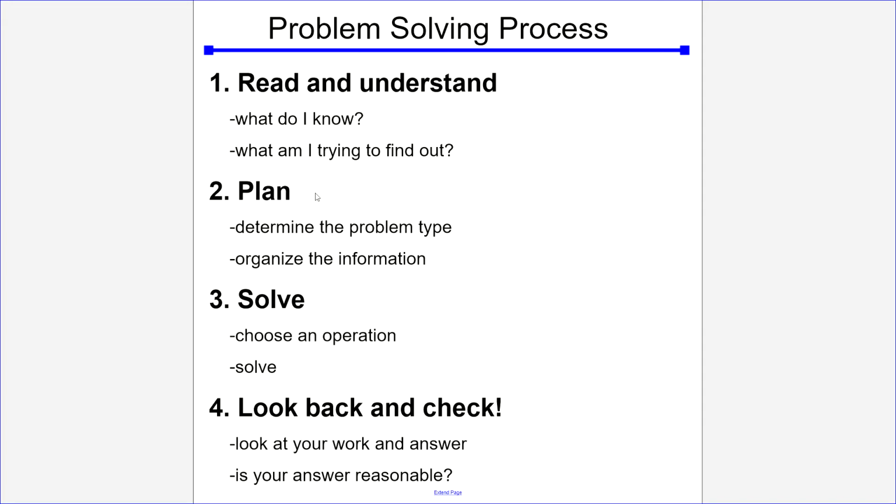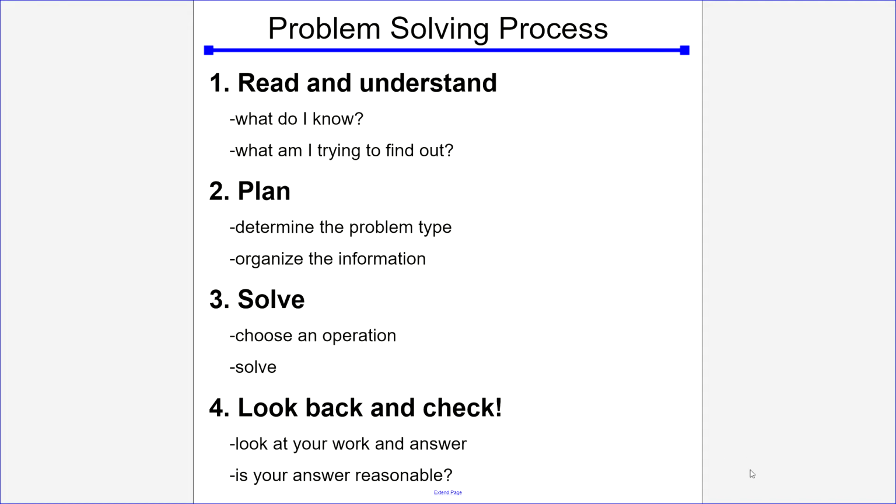Then, 3rd grade, we have to plan. We need to determine the problem type if we don't already know it, although today you know that we're solving get more problems. And then we need to organize the information. When we're solving a get more problem, we organize our information in a bar diagram. 3rd, we solve the problem. We choose the operation. Do I add or subtract? Later in the year, you'll have to even think, do I multiply or do I divide? And then once you've figured out what you need to do to solve it, you solve the problem. The 4th and final step is to look back and check. Look at your work and at your answer and think to yourself, is my answer reasonable?